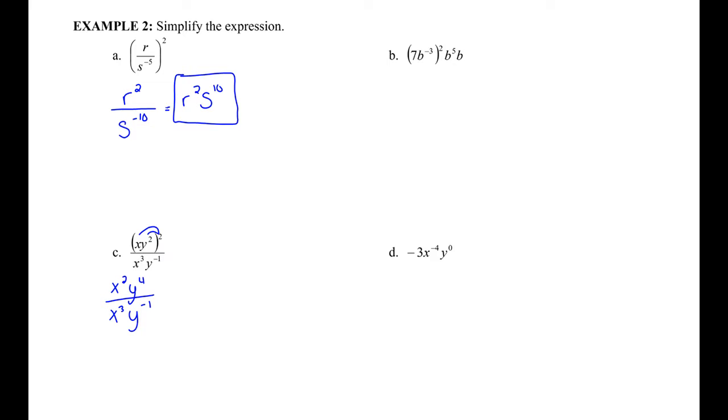Now that I have the power of 2 on the outside of the parentheses distributed in, I can continue to simplify the x's and the y's. So I'm going to use the quotient property. So I'm going to take 2 and subtract it by 3 for the x's. For the y's, I'm going to have 4 minus a negative 1, which gives me x to the negative 1st power, y to the 5th power. And then because of the negative exponent, I'm going to use the negative exponent property to move just the x to the denominator to give me my final answer.